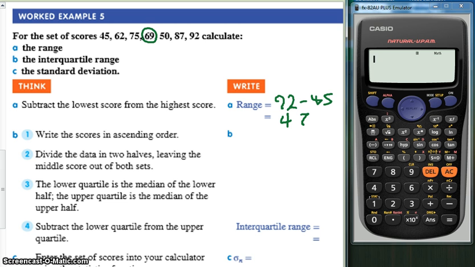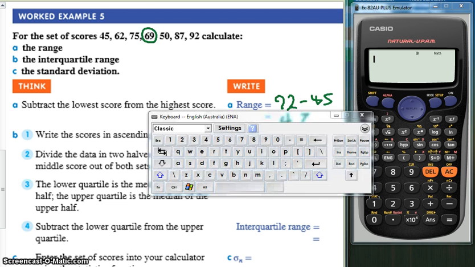Okay? Now, how do we find the upper quartile and the lower quartile? In between each side of the median. The middle of the median. Okay. Which one is it? 87 and 62? No, because it's not in order.